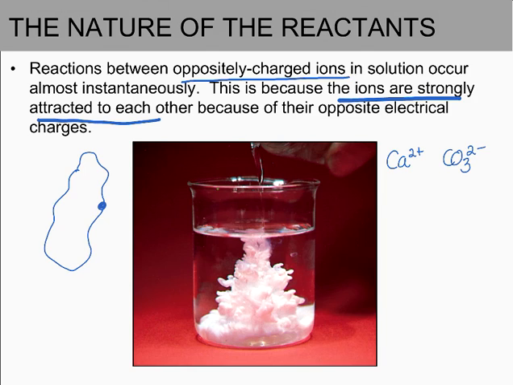Now, what if calcium was trying to bond with nitrate instead? So we know from our solubility rules that nitrate is always soluble. And that's just the nature of that polyatomic ion. So in solution, calcium and nitrate won't react with each other. And again, that's due to the nature of the reactants.